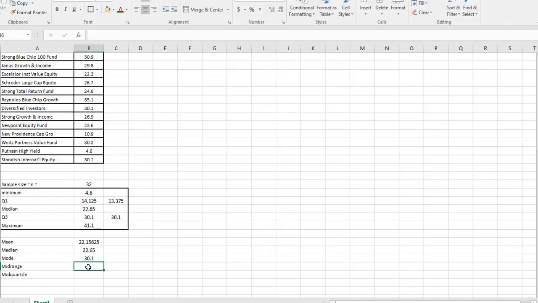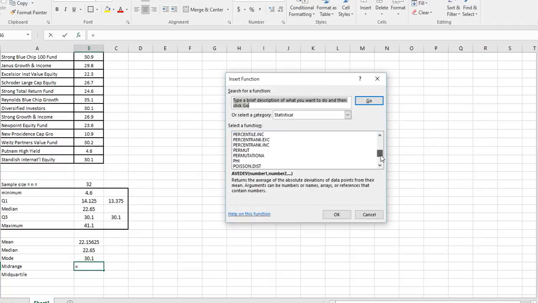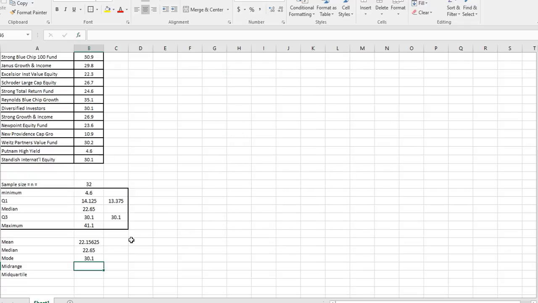Now the mid-range, I don't think Excel has a mid-range command. Let's just check. I recently upgraded, so I don't see any kind of mid-range or mid-quartile thing. But we can compute those from what we have up here. So I can just say the mid-range is parentheses minimum plus the maximum parentheses divided by 2. That's mid-range. And similarly, the mid-quartile equals parentheses Q1 plus Q3 divided by 2. And we can compute all of those.